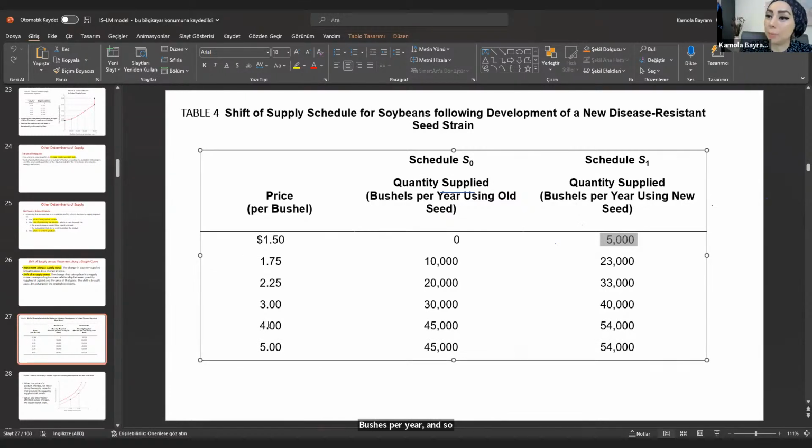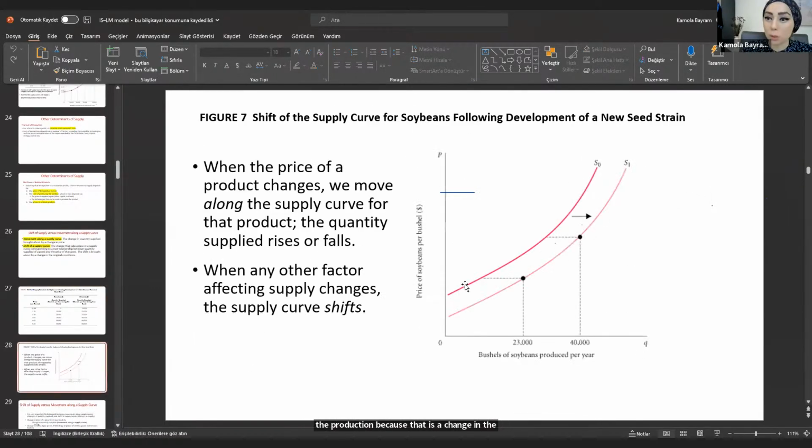Now we can increase the production because there is a change in the condition. So again, when there is a change in condition, we are going to shift the supply curve. When the price of a product changes, we move along the supply curve for that product, and the quantity supplied rises and falls. So we are moving here, right? When any other factors affecting supply change, the supply curve shifts. So now I can supply more, so I shift my curve to the right.